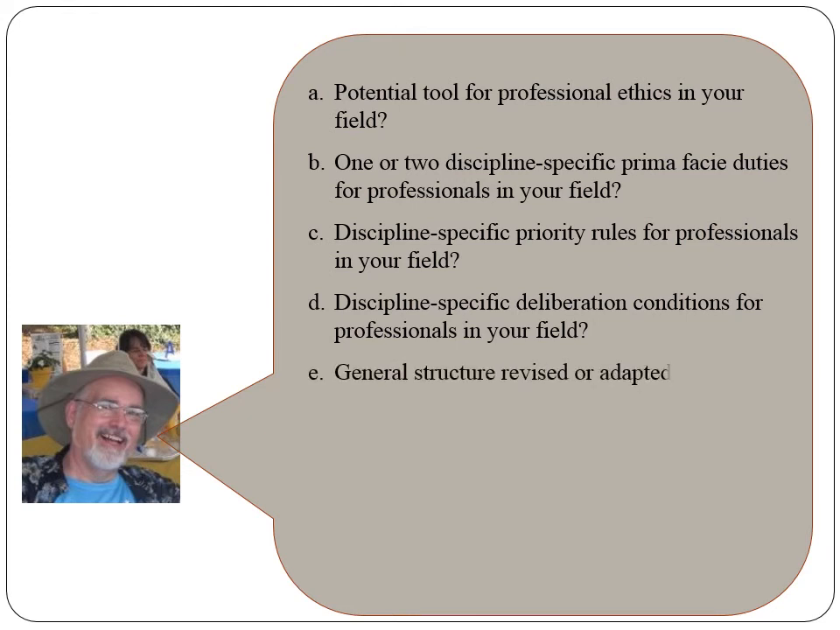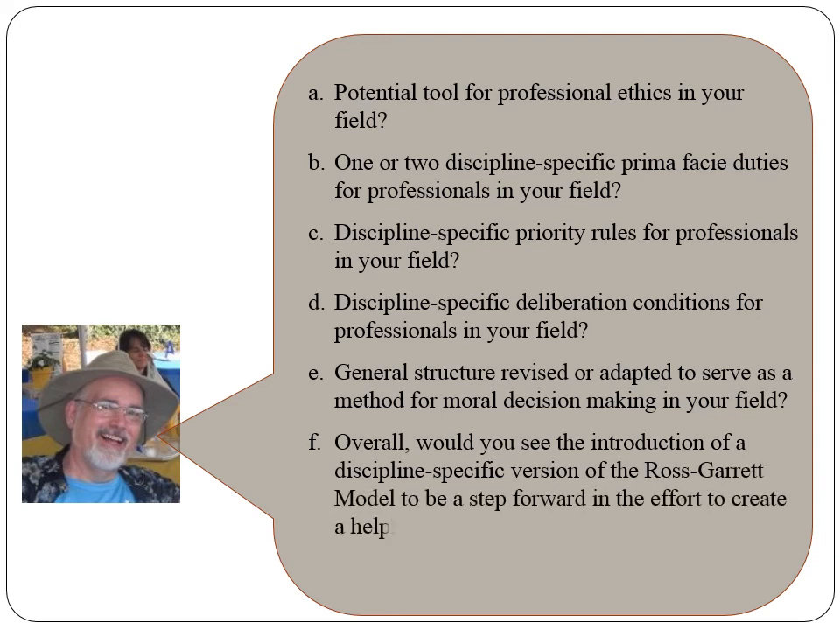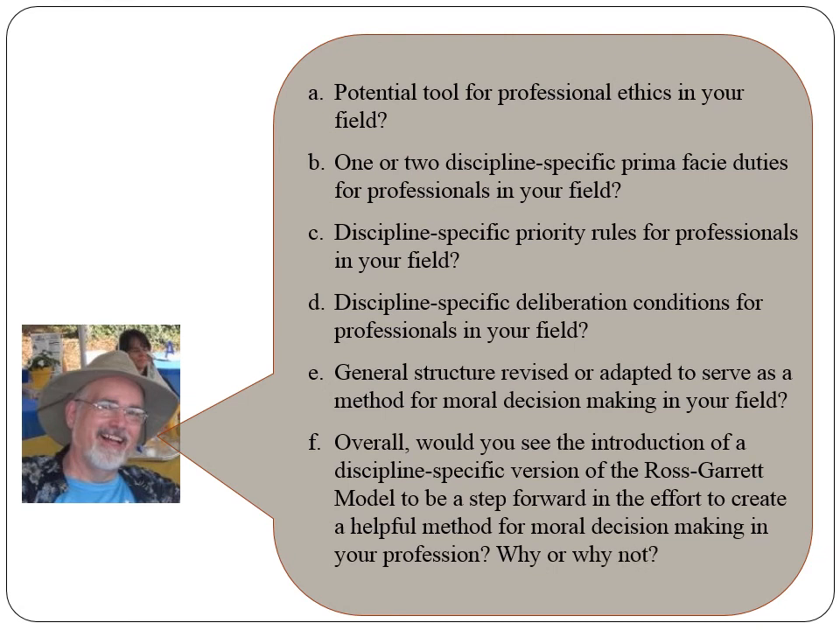Are there ways in which you believe the general structure of the Ross-Garrett model would need to be revised or adapted in order to serve as a method for moral decision making in your field? And finally, overall, and with any suggested revisions implemented, would you see the introduction of a discipline-specific version of the Ross-Garrett model to be a step forward in the effort to create a helpful method for moral decision making in your profession? And please give reasons for your judgment.